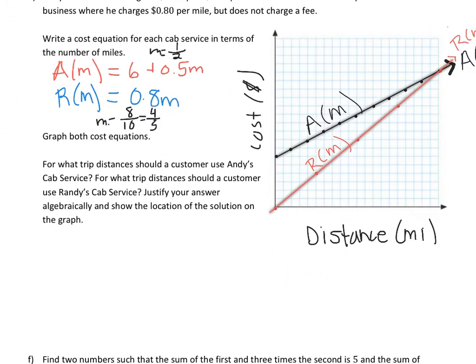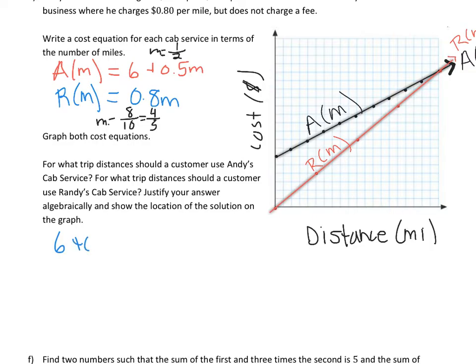For what trip distances should a customer use Andy's cab service? For what trip distances should a customer use Randy's cab service? Justify your answer algebraically and show the location of the solution on the graph. So to figure out which one we should use, we need to figure out at what distance they're equal. So I'm going to set them equal to each other.